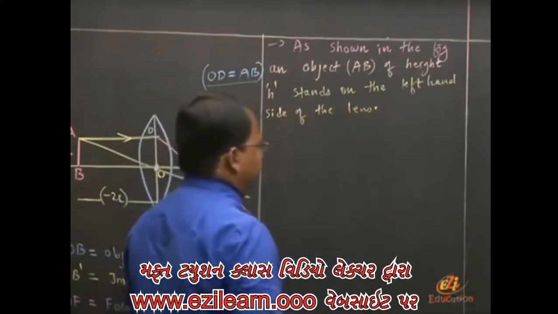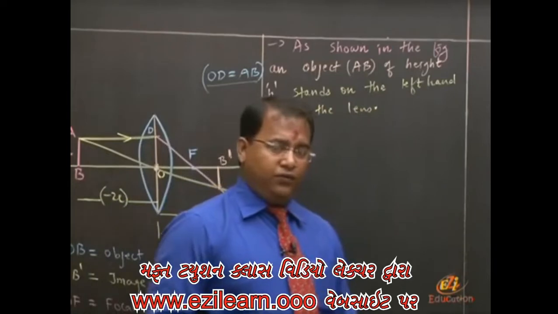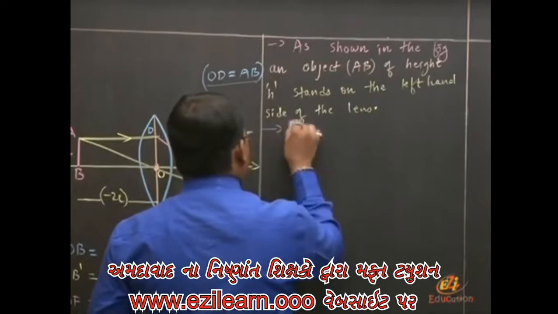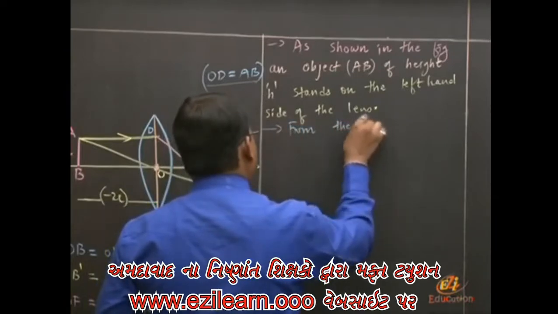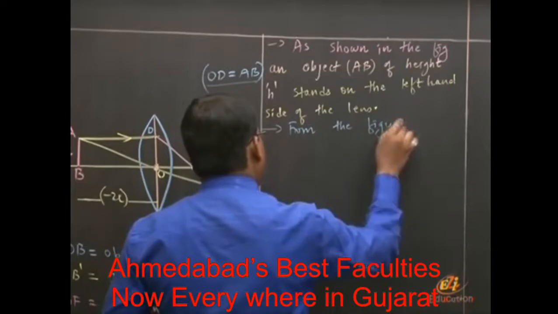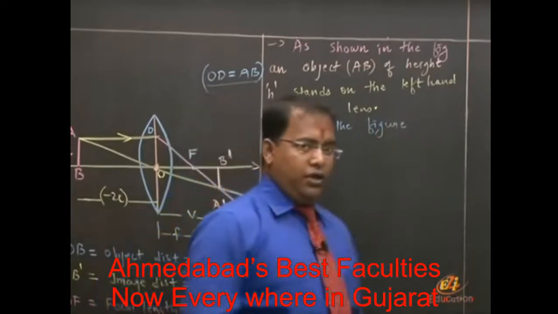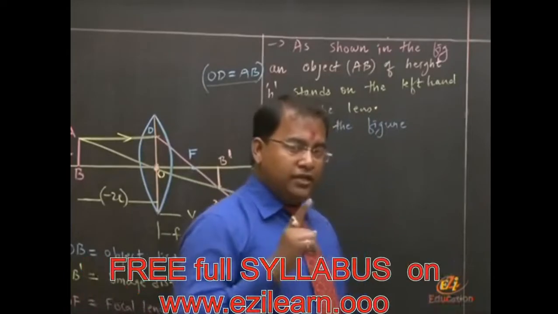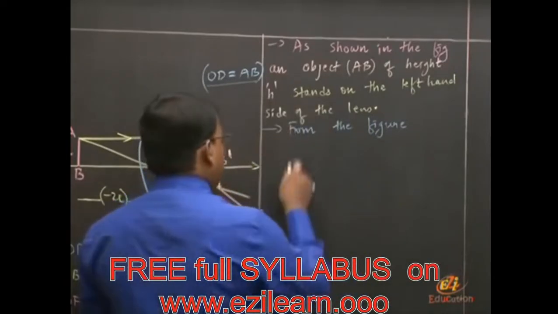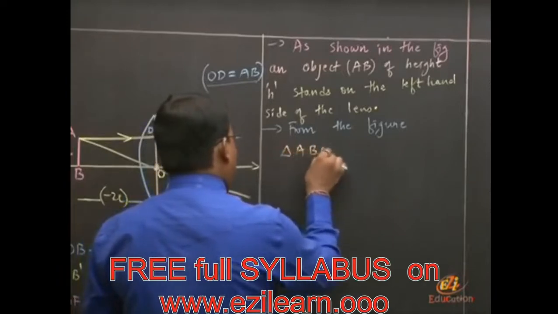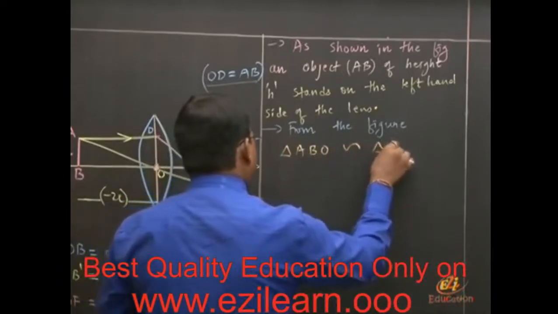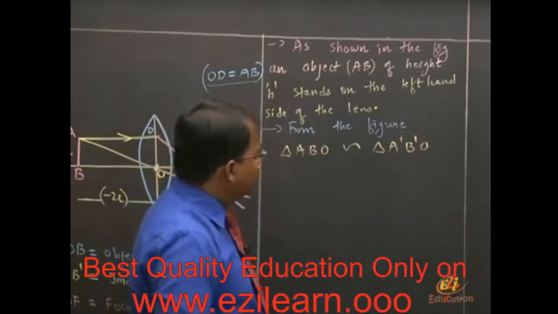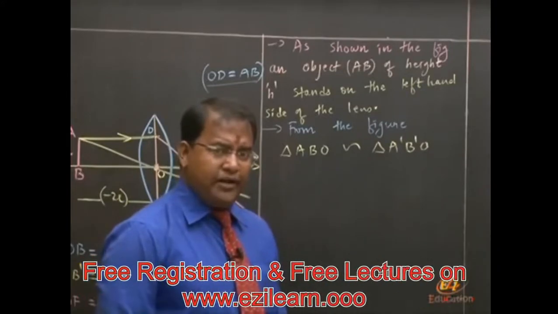As shown in the figure, an object AB of height h stands on the left hand side of the lens. From the figure what you get to know is similarity between the two triangles. First set which you are going to use is what I am going to write. Triangle ABO is similar to triangle A dash B dash O.